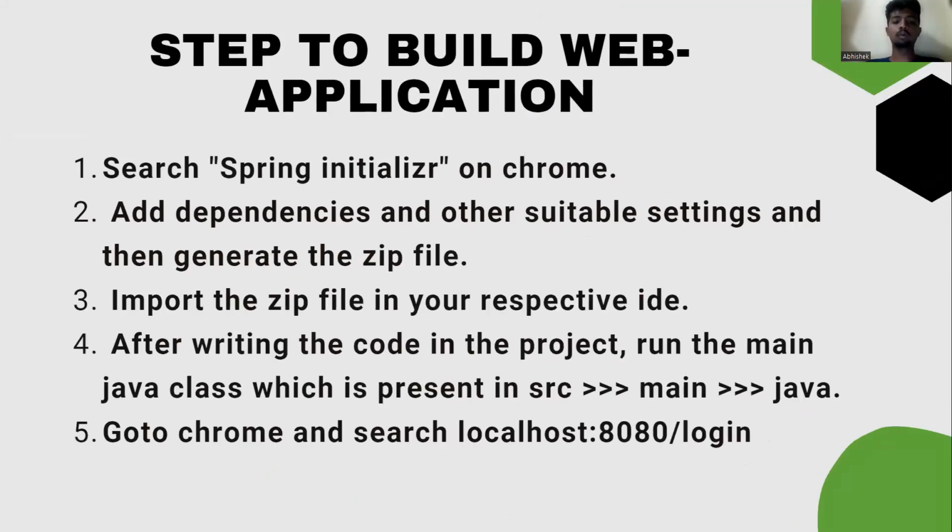First, we have to go to Chrome or Google and search for Spring Initializr and open it. On that, we add the dependencies or tools suitable for our project and generate a zip file, extract it, and then import the extracted file in your IDE. After writing all the code of your project, run the main file, go to Chrome and search localhost:8080/login for the output.